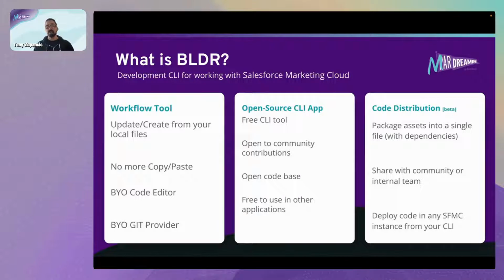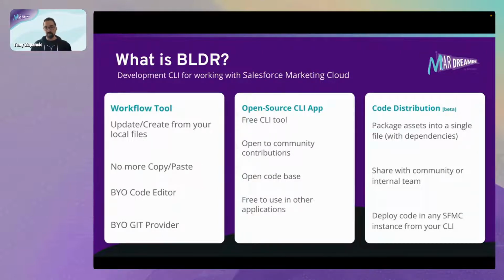The best thing about it is that you can bring your own code editor and you can bring your own Git provider. And what I mean by that is Builder does not care if you're using VS Code, Sublime, or Brackets, or any of the other IDEs that are out there. And it does not care if you're using GitHub or Bitbucket or no Git provider at all. You're still able to utilize Builder all the same.